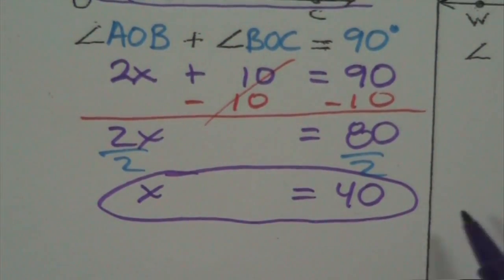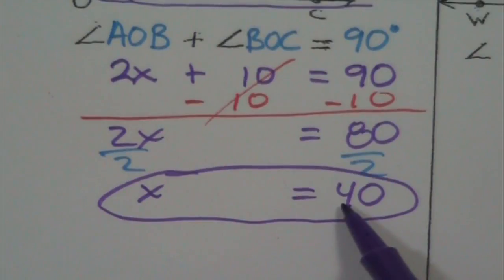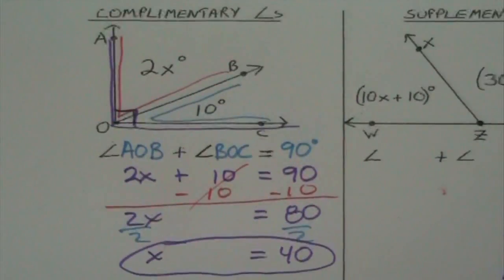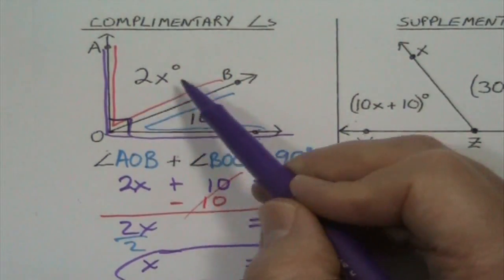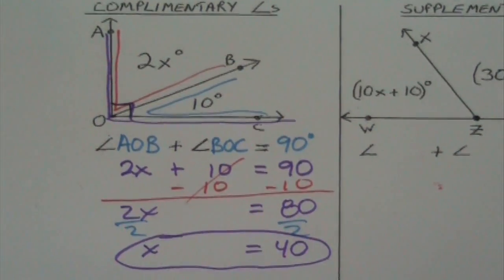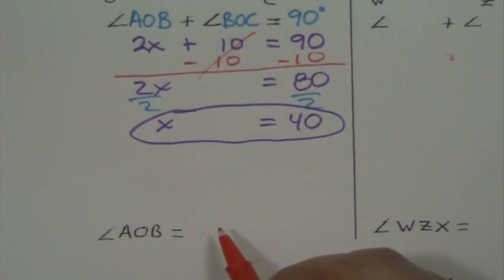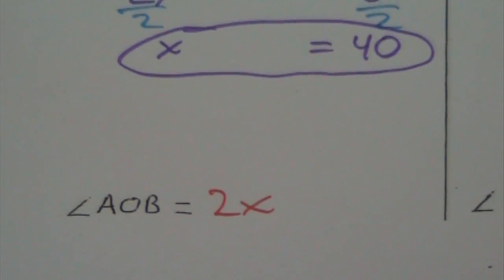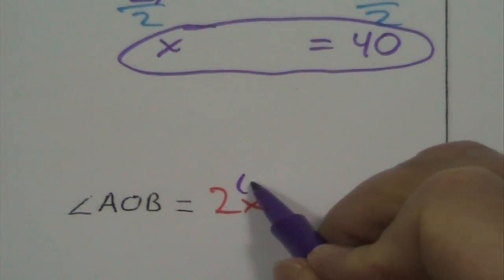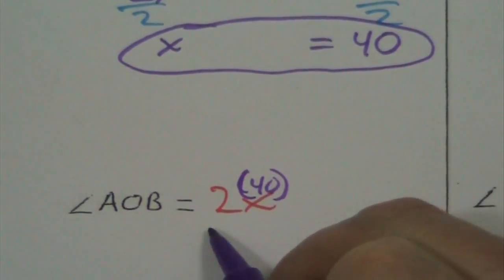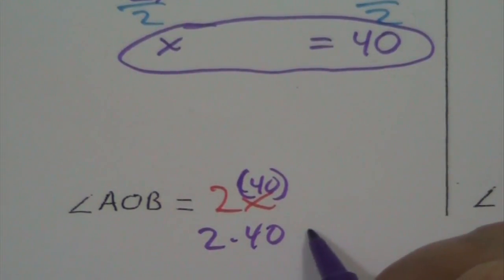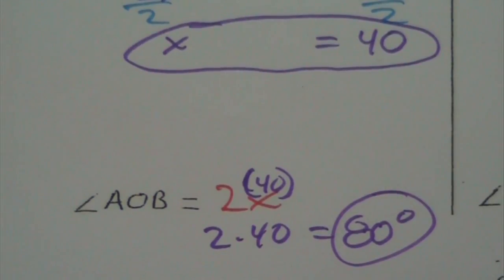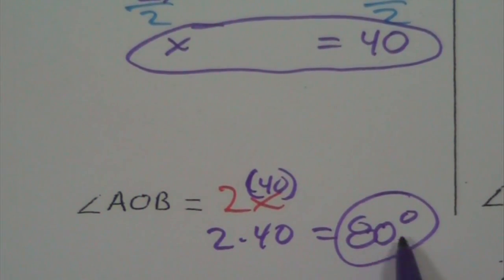All right, now that's not our answer. That's just what x is. X is 40. And we're trying to find angle AOB. So if we look back here, we're trying to find this one, AOB, this angle right here. Well, it's 2x. And we know what x is. X is 40. So I'm just going to put a 40 in there for x. You can rewrite it if you want to. It would be 2 times 40. And we know 2 times 40 is 80. So the answer is 80 degrees. That's how much the angle is. Angle AOB is 80 degrees.